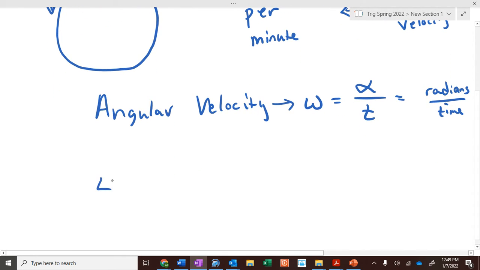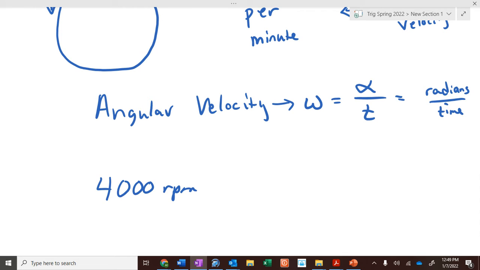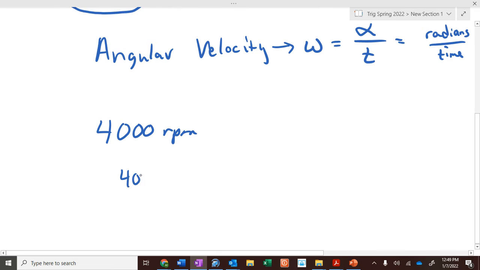Okay? So, let's say that you're running your engine and it's running at 4,000 RPM. Okay? What is the angular velocity that the engine part is traveling if it's going 4,000 RPM? Well, what we do is take the 4,000 revolutions, we'll just go rev, over 1 minute, and we'll change that into angular velocity.